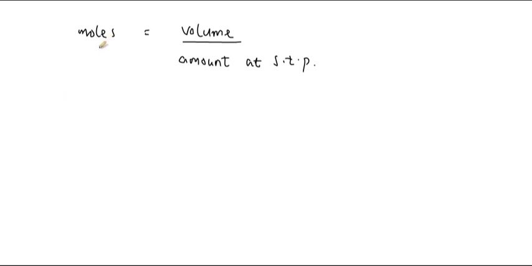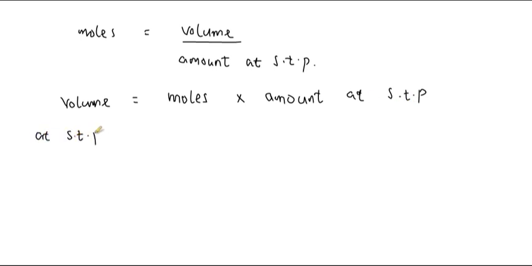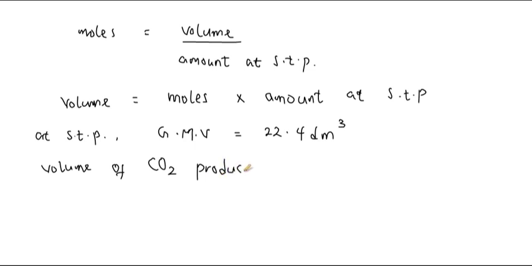Since we've gotten the number of moles of the gas produced and we are yet to know the volume, and that's what we have been asked to calculate from the question, so we can make volume the subject here by saying volume equals moles times amount at s.t.p. Volume of CO2 produced is then equal to the number of moles, which is 5, multiplied by the volume at s.t.p, 22.4. So this gives us 112 dm³.